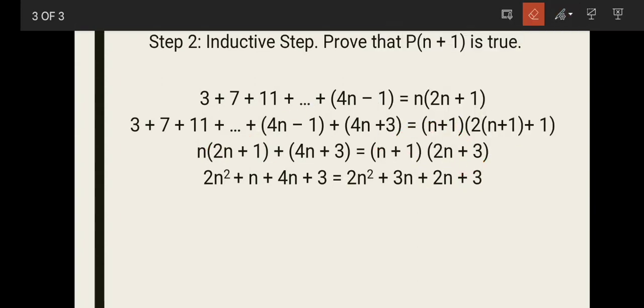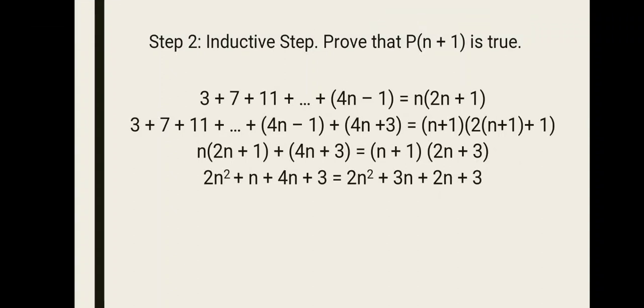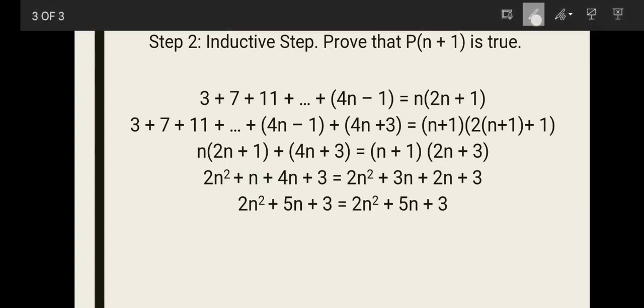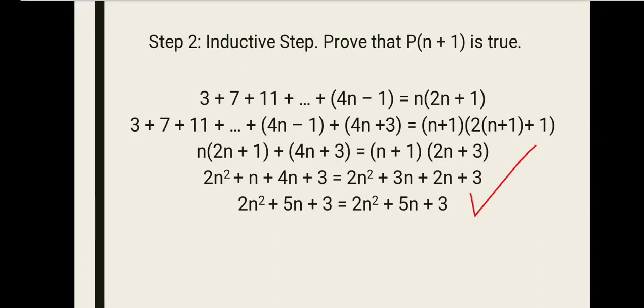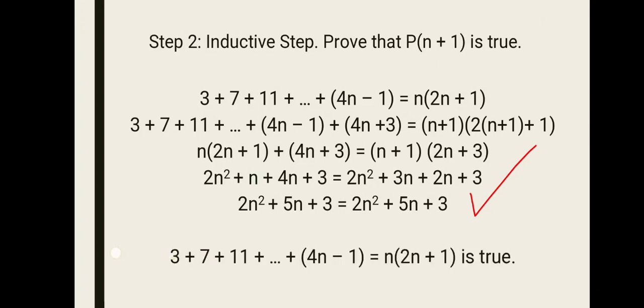And for the last step, we will just combine the equation with similar terms. So since 2n squared doesn't have a similar term, we just copy, and then n plus 4n is equal to 5n, and then copy the constant 3. Same with the right side of the equation. So as you can see, the equations are equal. So we can say that 3 plus 7 plus 11 all the way up to 4n minus 1 is equal to n, the quantity of 2n plus 1, is true.